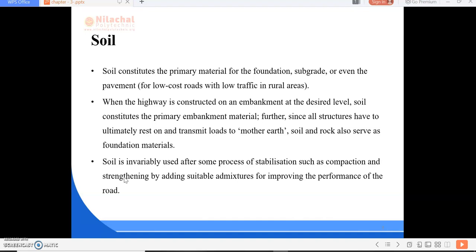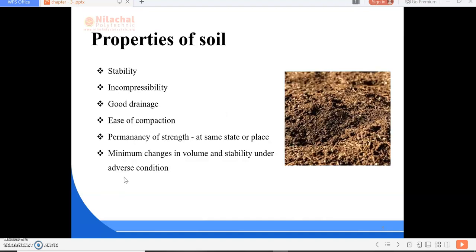Further, since all structures have to ultimately rest on and transmit loads to Mother Earth, soil and rock also serve as foundation materials. Soil is invariably used after some process of stabilization, such as compaction and strengthening, by adding suitable admixtures for improving the performance of the road.